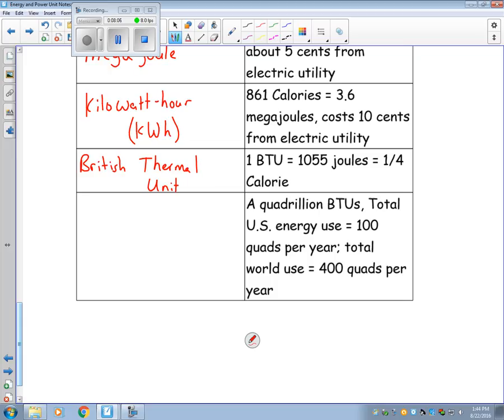And then finally, a quad. It's a quadrillion BTUs. So that's even higher than million, billion, trillion, quadrillion. And this would be the total energy the United States uses. So the U.S. uses 100 quads per year, so 100 quadrillion BTUs per year. The entire world uses about 400. So the United States uses roughly 1/4 of the total energy the entire world uses.